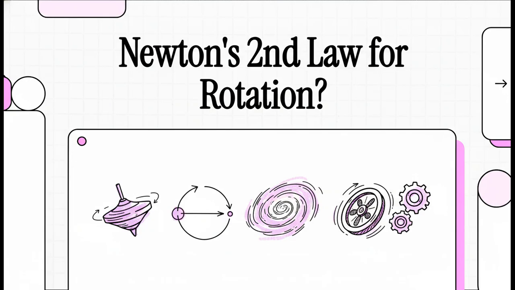Okay, let's dive into this. You've almost certainly heard of Newton's second law, right? F equals ma? It's like physics 101. But what if I told you that famous law has a spinning twin, a kind of secret identity that explains how everything from a tiny toy top to a massive galaxy rotates?